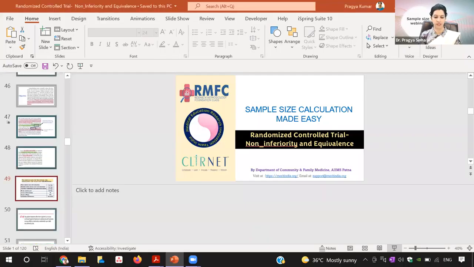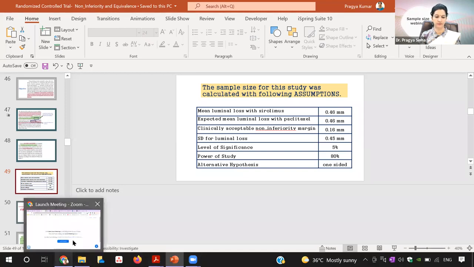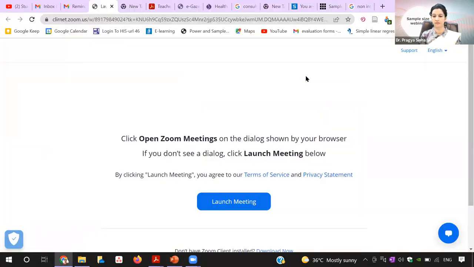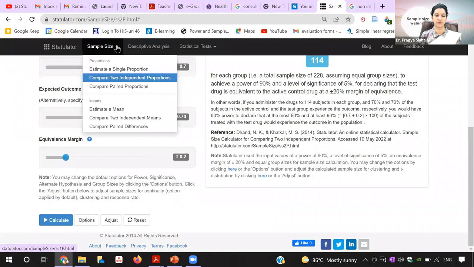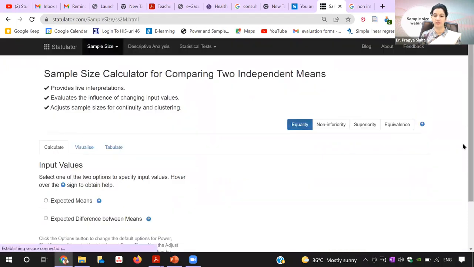So let's open the statulator. In this case, I first have to use compare two independent means. I have clicked that because it's the mean. And you can see here there are 4 options: equality, non-inferiority, superiority, and equivalence. Yes, I'm explaining why this is 0.46. So this is a non-inferiority trial, so I will click non-inferiority.